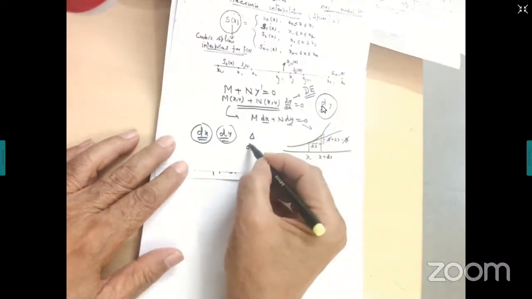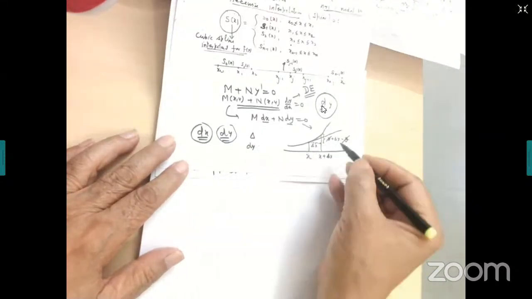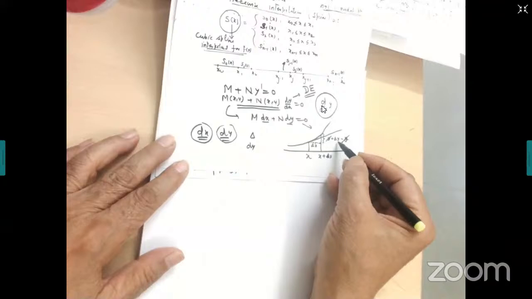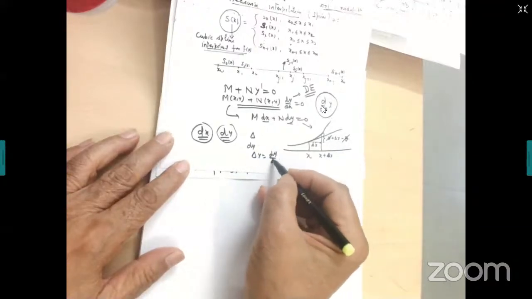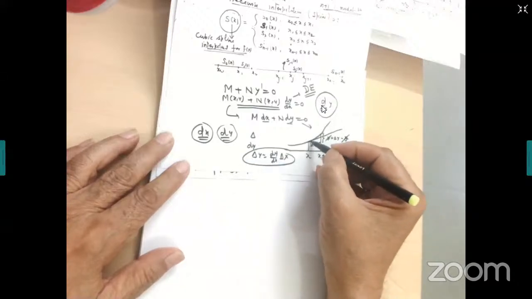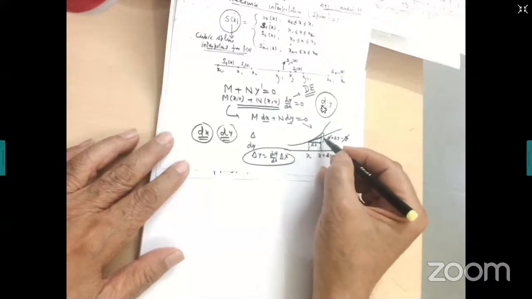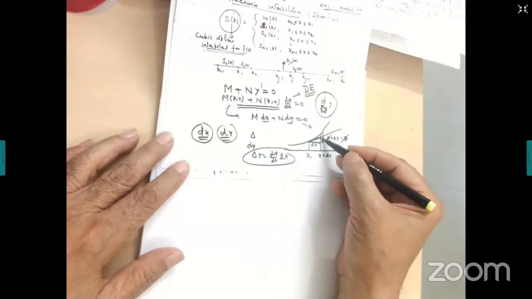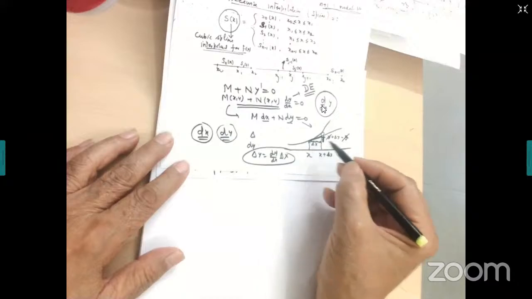I can write delta y is equal to dy by dx into delta x. What is dy by dx? It is the slope. So this is the distance delta y. This is your geometrical picture: this is your dy, and this is your dx. So this is very important.